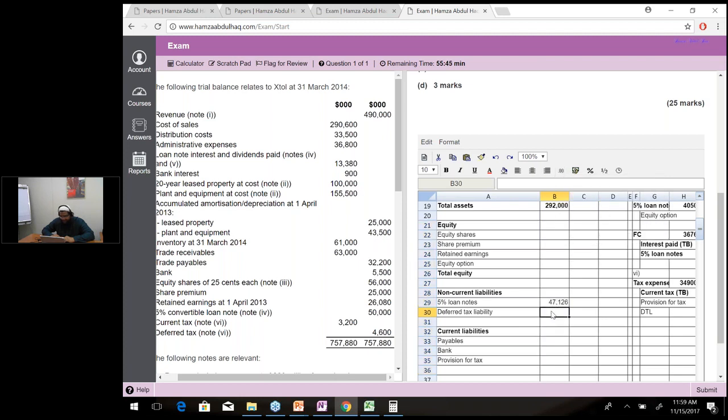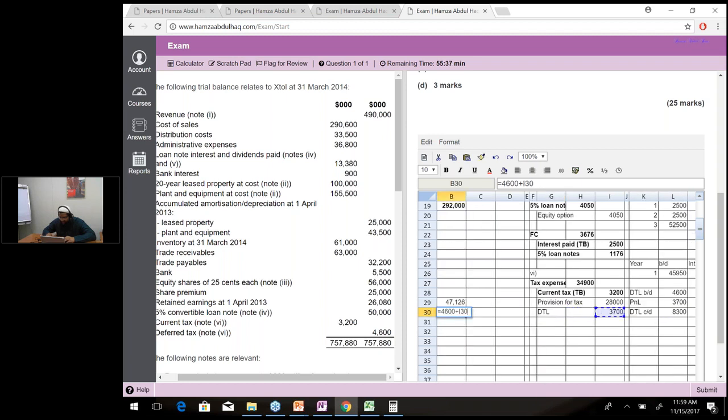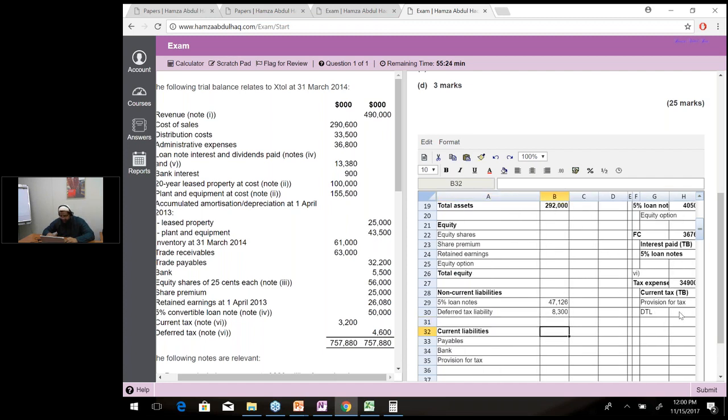Now if we see at the deferred tax liability, this was given as 4600 and we have credited this liability by 3700, so we'll get the same carried down of 8300. But I usually don't use this 8300 because this may even change because of any revaluation impact on deferred tax. So try to take the trial balance value and then incorporating the entries.